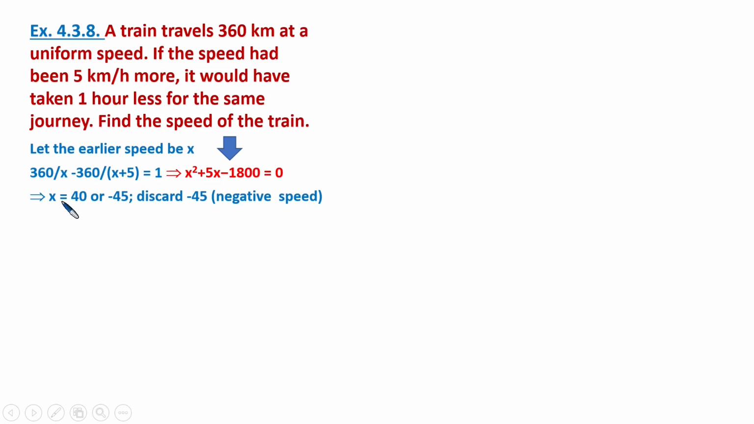So either x is equal to 40 or minus 45. Discard the negative value because speed cannot be negative. So you keep this 40. From the two solutions, you keep one.